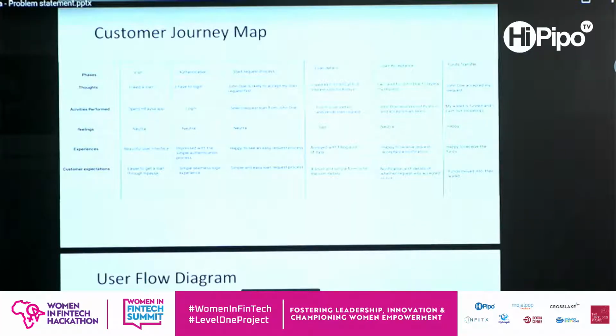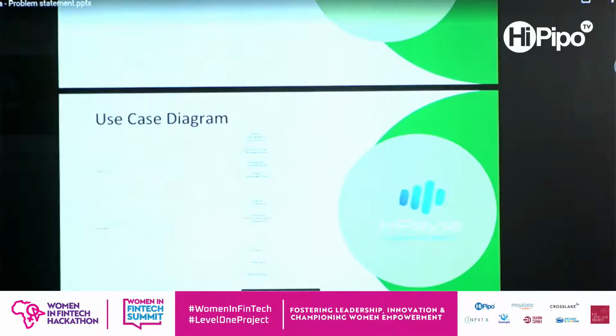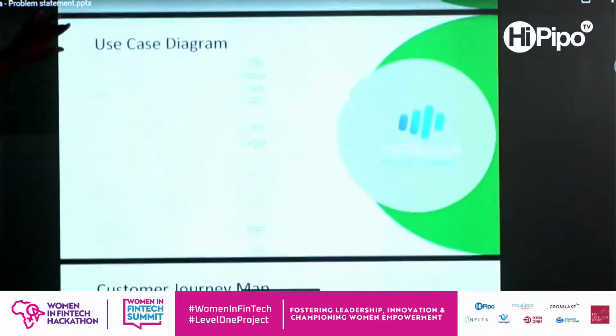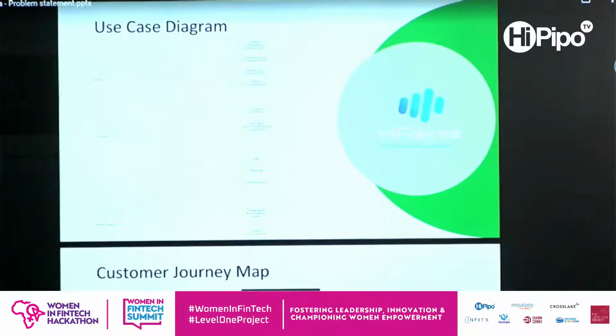Good afternoon. So we are HiPipo, and this is our use case diagram. We have 3 users, the admin, the lender, and the borrower. The admin can view the company income, monitor transactions, handle dispute resolution, and also user management.